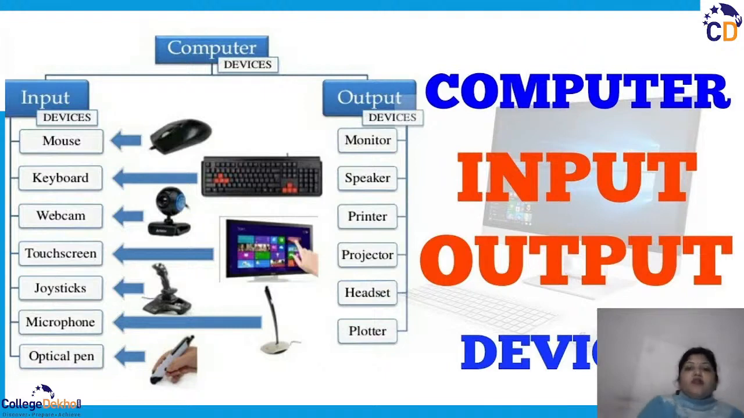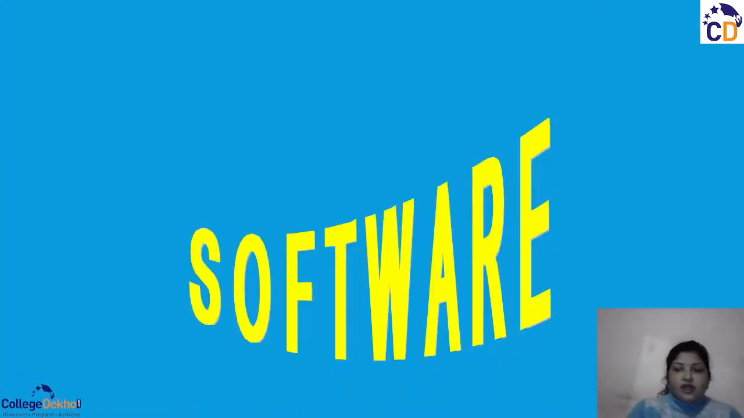So what have we learned till now? We have learned what a computer is. A computer is an electronic device to store information. The second thing we have learned is the different generations of computers. The third thing is what the input and output devices are. Let's move to the next part. Now we will be talking about software and hardware.